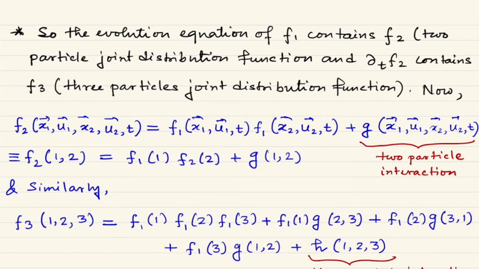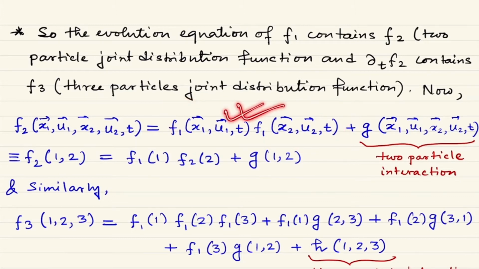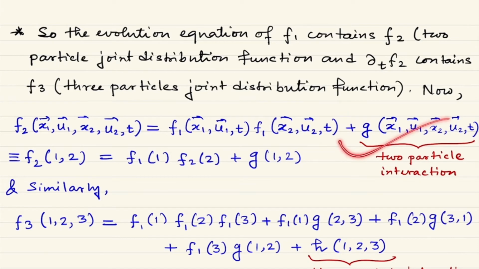Sometimes you can express f2 in terms of f1 and the two-particle interaction. You can always write the joint probability distribution of two particles which are interacting with each other as a sum of two terms. One is the product of the two probability distributions of single particles. That means this one survives only if the two particles are independent. Now this other one is non-zero only if the two particles are interacting with each other.